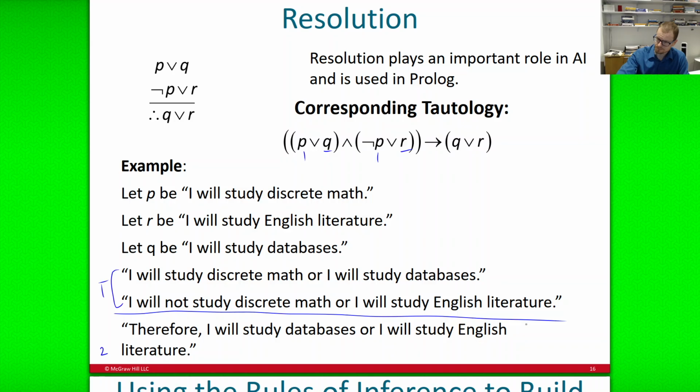How do we make sense of this? Let's see here. I'm assuming that it's true that I will study discrete math or study databases. Excellent. If I study discrete math, that makes this true, which means that this part is not true, and I will also be studying English literature for sure. If I do not study discrete math and I choose to study databases, then I have chosen to study databases, and I don't know about this. But in both of those cases, right, I did one of these. I either studied databases or I studied English literature, depending on whether I studied discrete math or not.